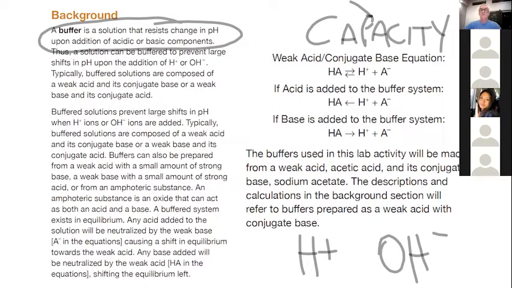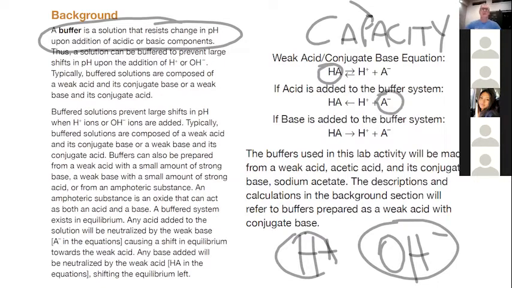So once we've overwhelmed the capacity of the buffer, once the concentration of either H plus or OH minus is greater than the concentration of the buffer, then the pH will change dramatically. And that makes sense. I mean, there's only so much acetic acid or acetate ion present to do that conversion of changing a strong acid to a weak one or a strong base to a weak one. There's only so many ions present. And once we overwhelm that, basically you've overwhelmed the capacity of our buffer.